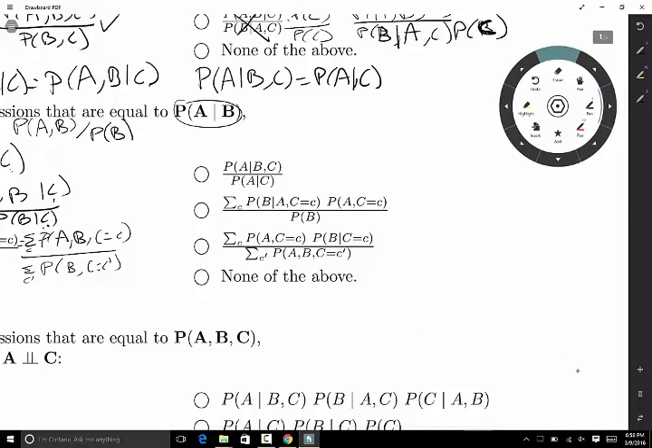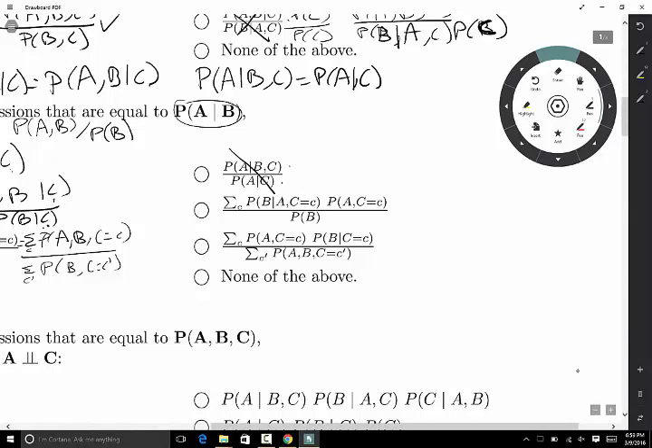Now in this option, we have a probability of A given B and C on the top and a probability of A given C on the bottom, which is nowhere near and not at all going to get to an A and B on top and a B on the bottom. So this is not the correct option.